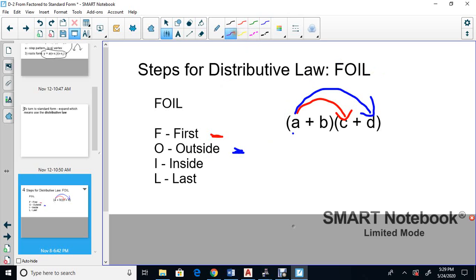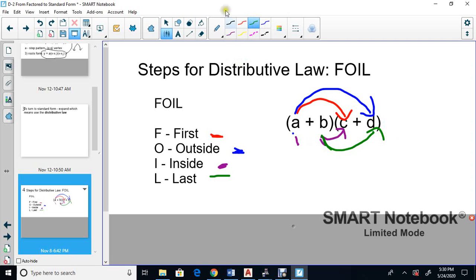Now, the purple will go the inside. So the purple here, we're going to multiply the inside numbers. This one and that one. So the b and the c. And finally, let's use the green here, the last. We're going to multiply the last two numbers. So we're going to multiply the b and the d.